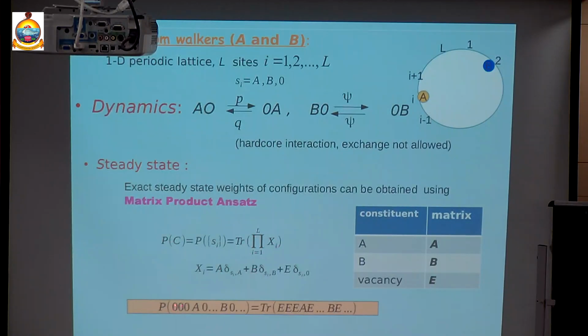So basically the probability of 0, 0, 0, A, 0, 0 is the trace of E, E, and so on, where A is a matrix. This is the way I write it. And if you impose these dynamics, what is A, what is B, and what is E as a matrix? Of course I don't know. I'm just putting in answers at this stage.